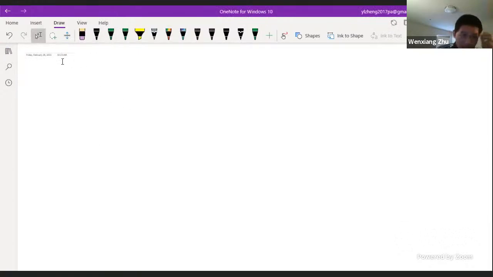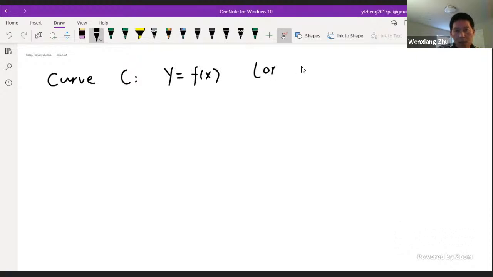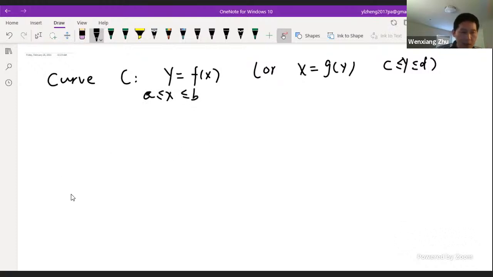To summarize this, you have a curve C. It doesn't matter whether y equals f of x or x equals g of y. In that case, your y is between c and d, and in the other case, x is between a and b. Okay, so if this is your curve, the way to figure out the arc length is you cut it into a lot of pieces, right?